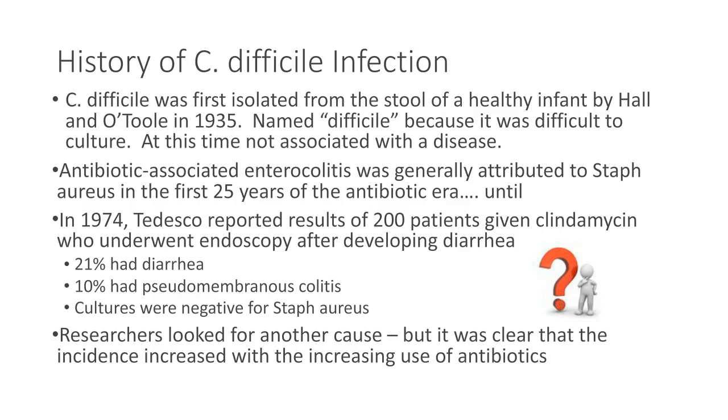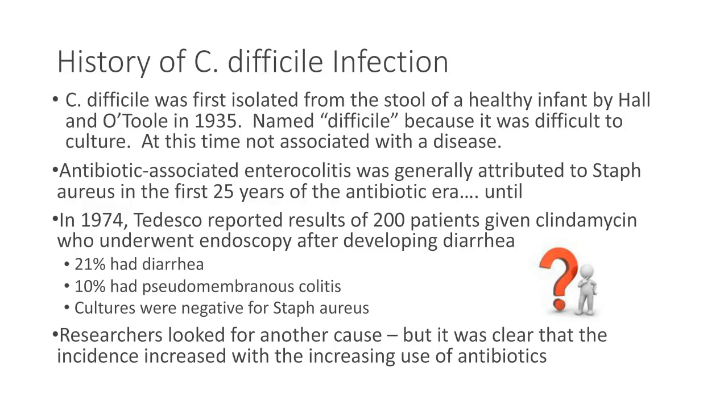Clostridium difficile was first isolated from the stool of a healthy infant by Hall and O'Toole in 1935. It was named difficile because it was difficult to culture. I like that name because oftentimes the names of organisms have nothing to do with anything, but this one I could agree with. Clostridium difficile is difficult to culture. It was also interesting that at that time it was not associated with a disease in the healthy infant.